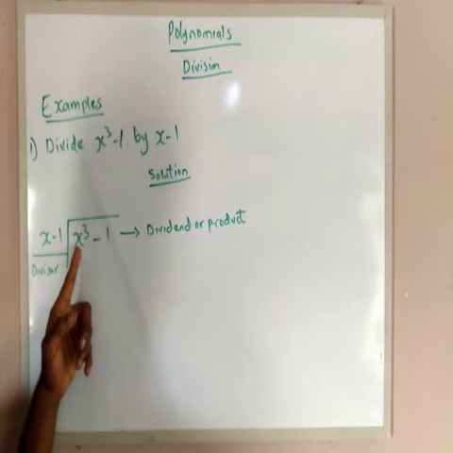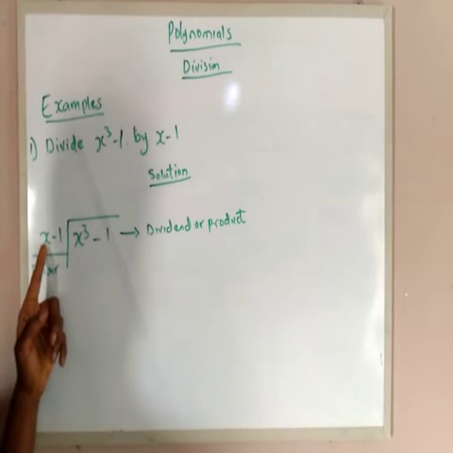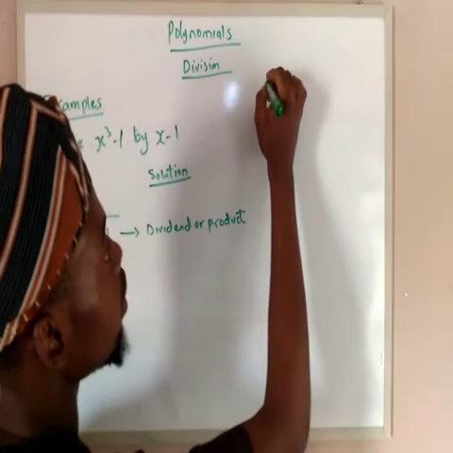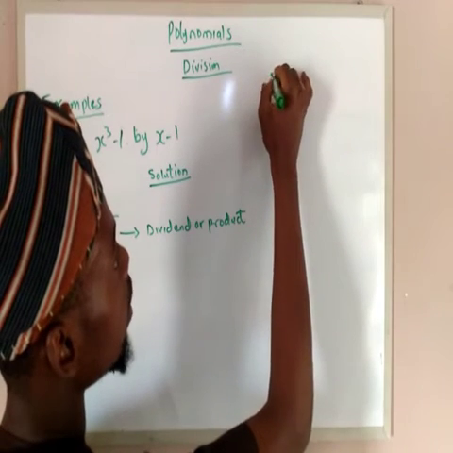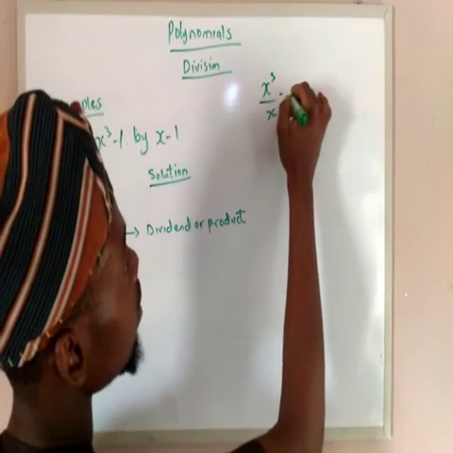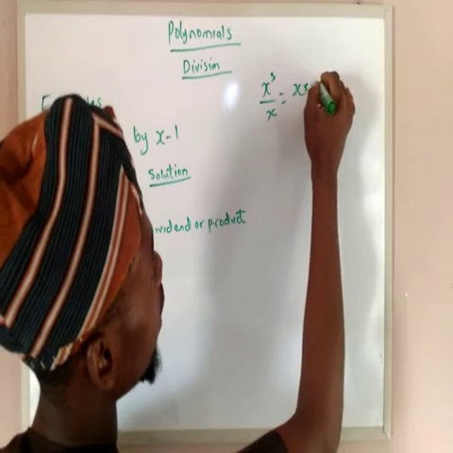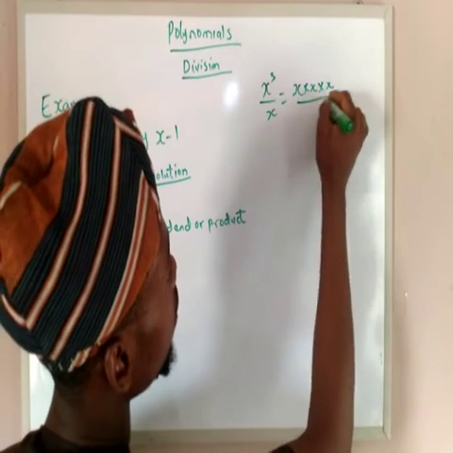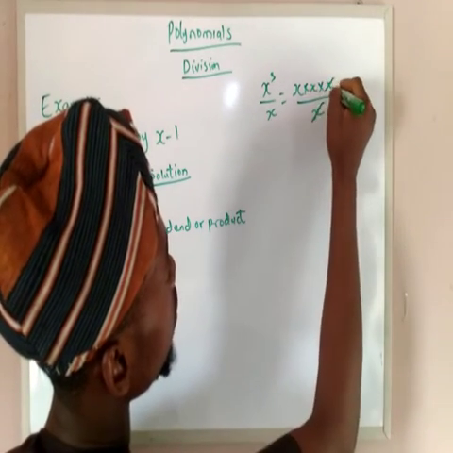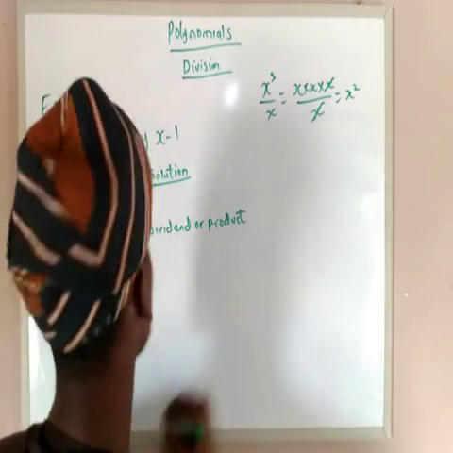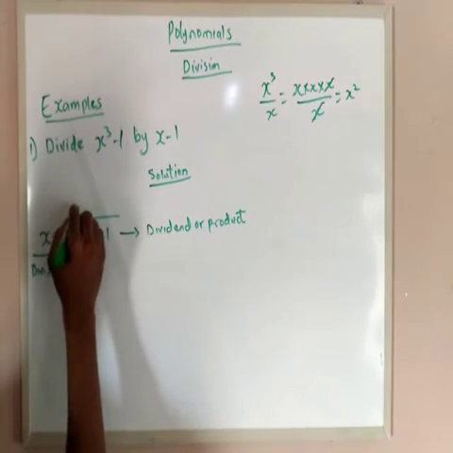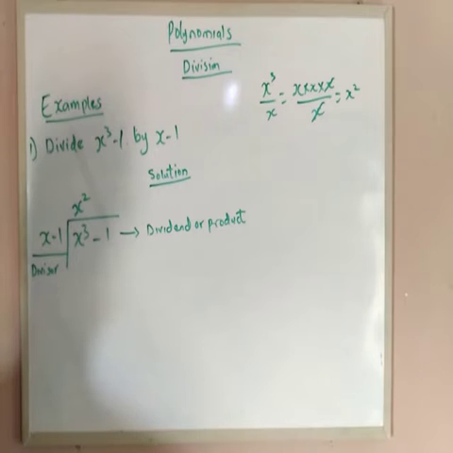x raised to power 3 divided by x. That is following the rule of our indices. x raised to power 3 divided by x is the same thing as x times x times x all divided by x. We cancel this and we have x raised to power 2. So our answer here will be x raised to power 2.